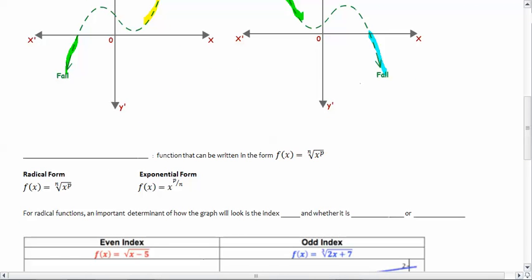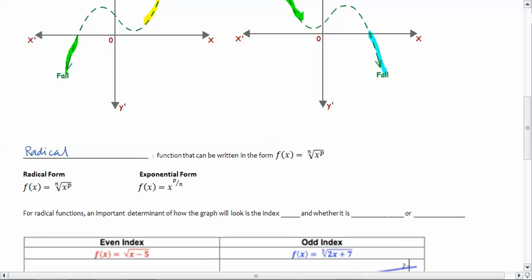Now when we look at radical functions, a radical function is any function that can be written in the form f of x equals radical n over x to the p. So we know this in radical form where we have some radical, and it could be a cube root or a square root, and then we have some x to the p under that radical. And our p could be 0, our p could be 1. What matters in this situation is our n.